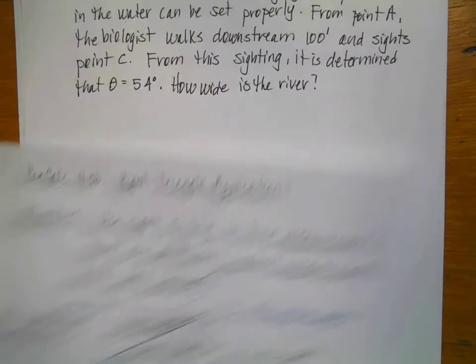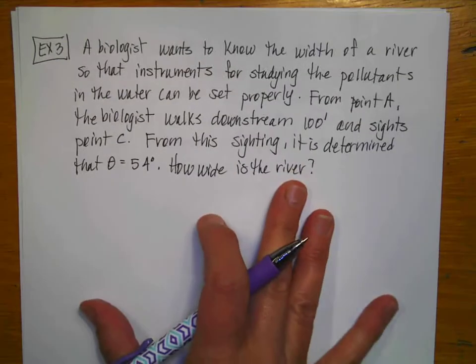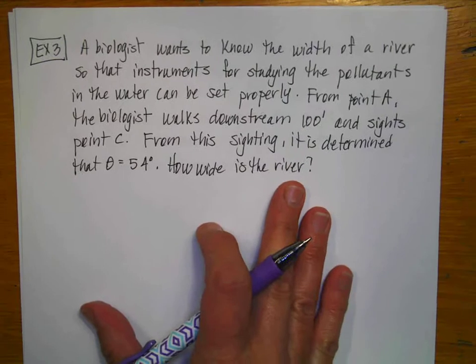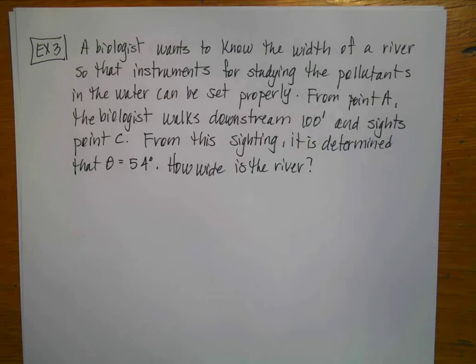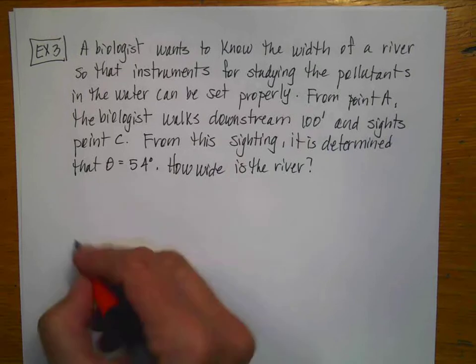So the next example that we're going to do is example number 3, and I have them pre-written just so we can save a little bit of time. In this one, we have a biologist who wants to know the width of a river so that instruments for studying the pollutants in the water can be set properly. From point A, the biologist walks downstream 100 feet and sights point C. Okay, and then from this sighting, it is determined that theta is equal to 54 degrees. Okay, so how wide is the river?